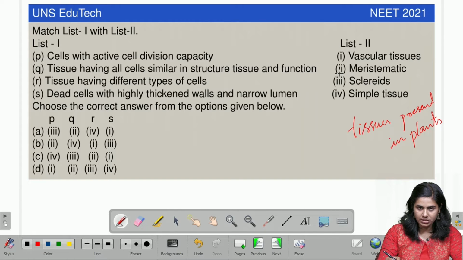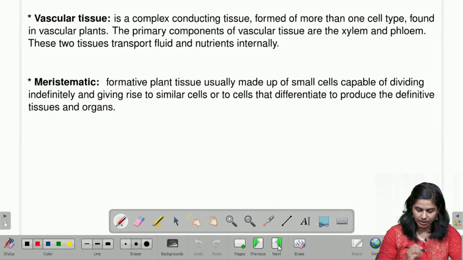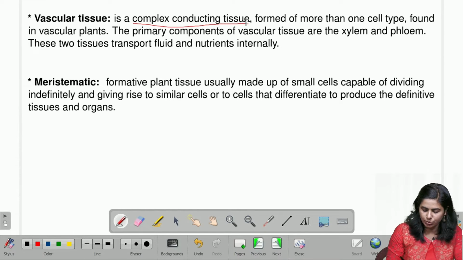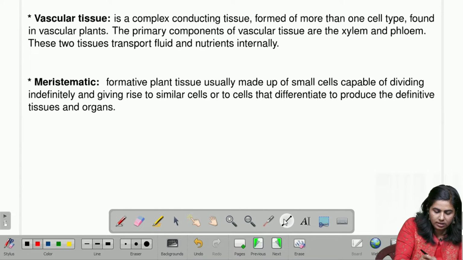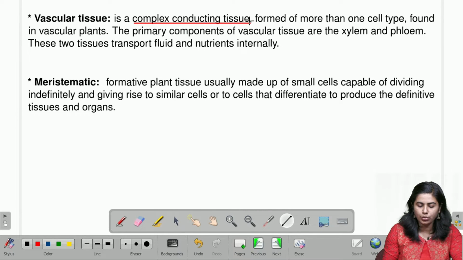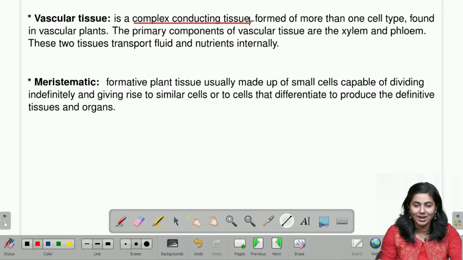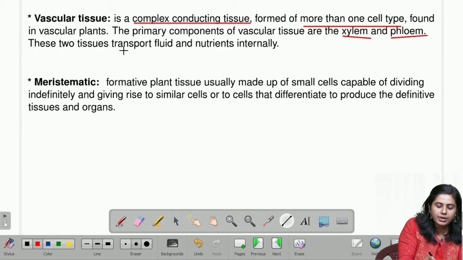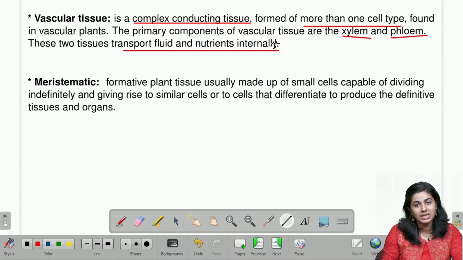We can learn the four options given on the right hand side. First, vascular tissue. Vascular tissue is nothing but a complex conducting tissue formed of more than one cell type. The vascular tissues seen in plants are xylem and phloem, and their function is to transport fluid and nutrients internally. So vascular tissues are complex tissues containing more than one type of cells.